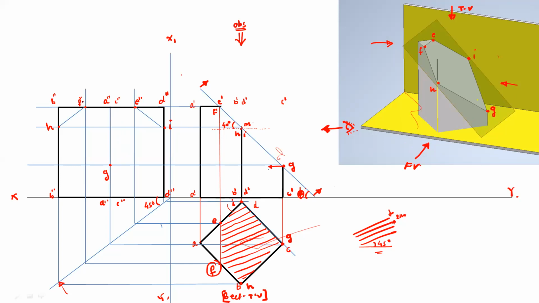Connect this point F double dash, H double dash by a straight line, E double dash and I double dash by a straight line. And then H and G, and I and G. So this is the sectional side view.